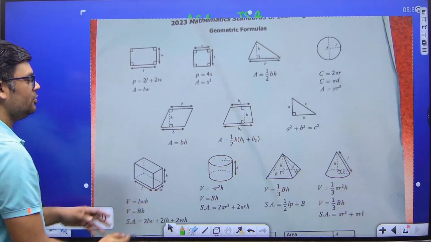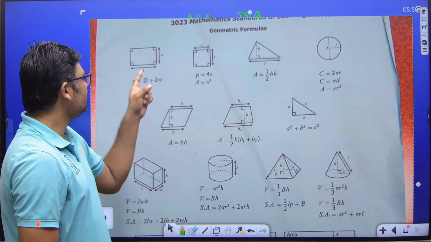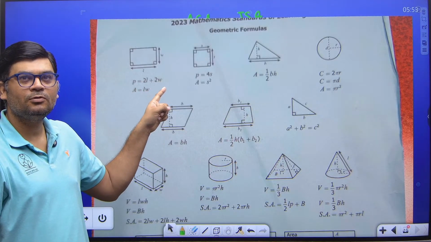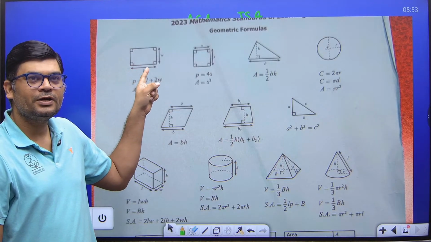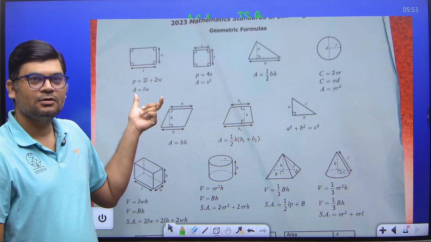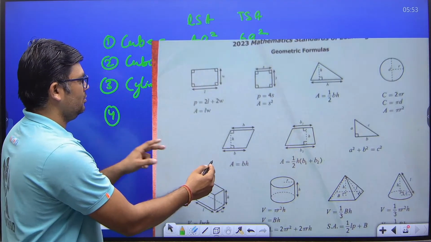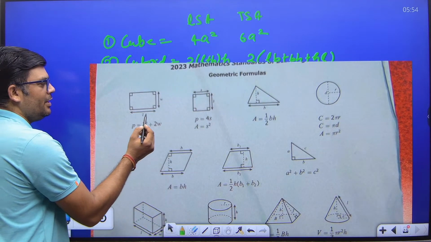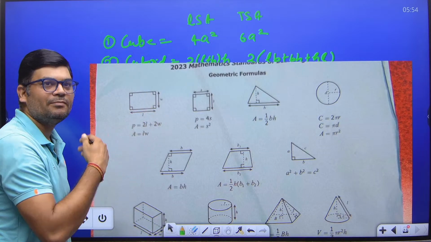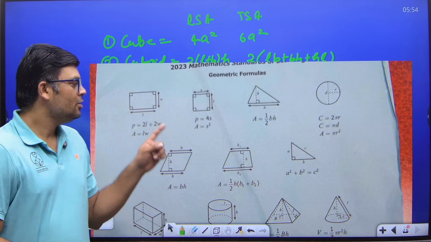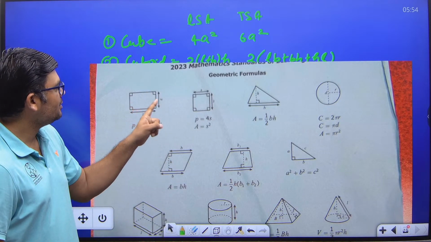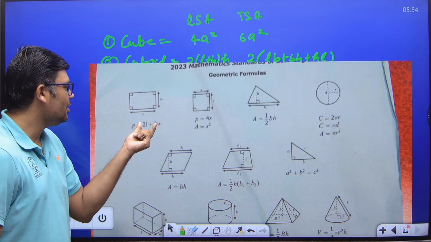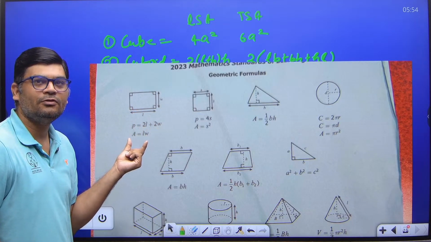Yeah, so this is for two dimensions only. 2L plus 2W means perimeter is 2 times length plus breadth. Let me show you. So what is the perimeter? Perimeter means you have to go around all the fence. So how will you go? Length plus length, width plus width. So 2L plus 2W. Area is L into width.